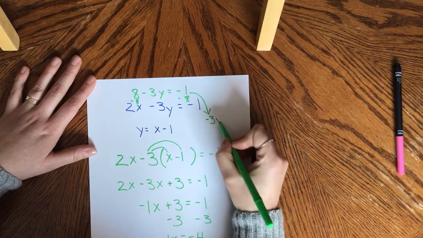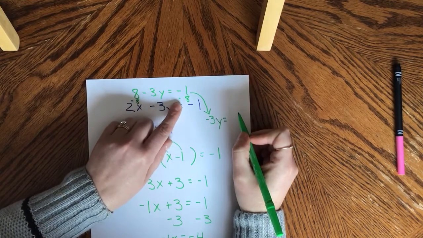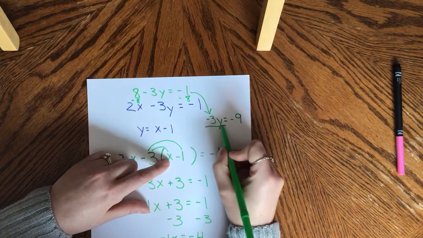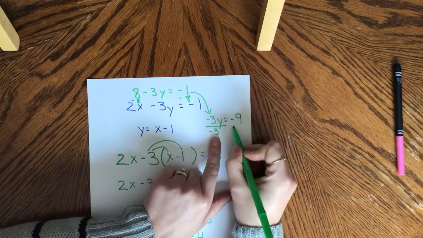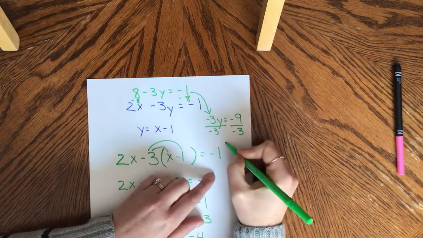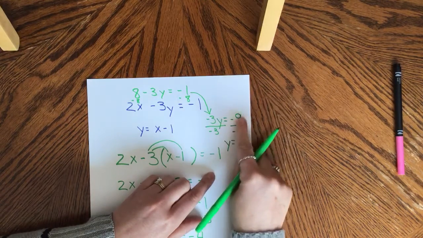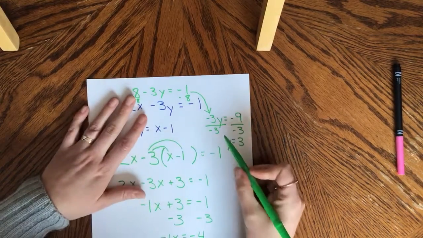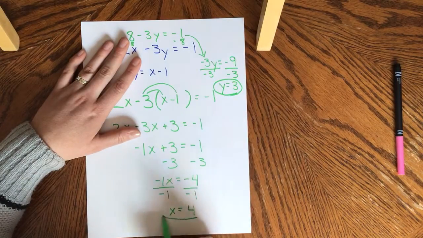Negative 3y equals, and I have negative 1 and negative 8, which equals negative 9. I'm going to divide this side by negative 3 to get the y by itself. So divide this side by negative 3, and I get y equals 3, because negative divided by negative equals a positive. So now I have two answers. I have my y, I have my x.